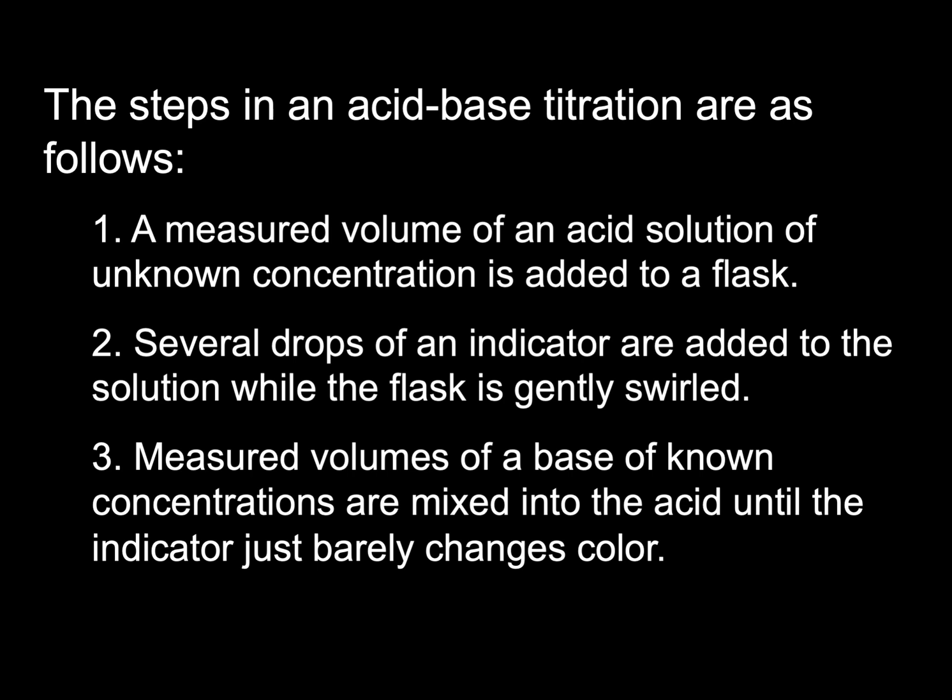Okay, so now the steps in an acid-base titration are as follows. Number 1, a measured volume of an acid solution of unknown concentration is added to a flask. Number 2, several drops of an indicator are added to the solution while the flask is gently swirled. And number 3, measured volumes of a base of known concentration are mixed into the acid until the indicator just barely changes color.